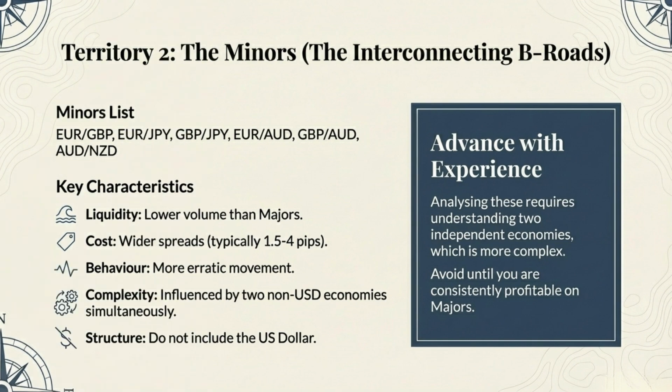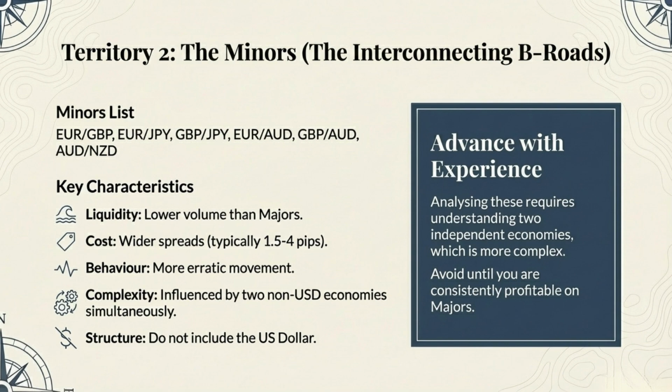Let's move up a level in complexity to the minor pairs, which are also called cross pairs. And the definition here is simple. They are pairs that do not include the US dollar. The USD is taken completely out of the equation. So we're talking about pairs like EUR/GBP, EUR/JPY, GBP/JPY, that sort of thing. You're trading the direct performance between two major non-USD economies.